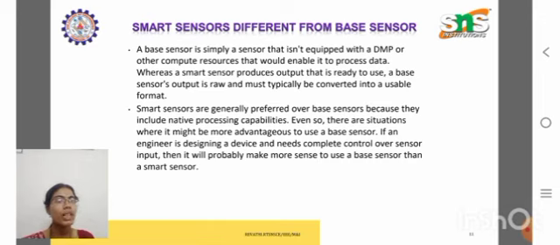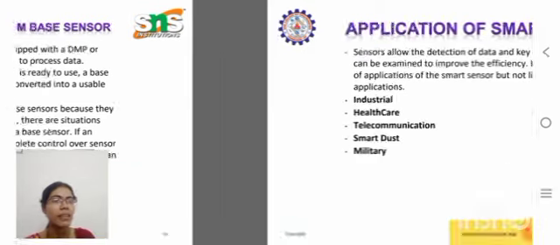Even so, there are situations where it might be more advantageous to use a base sensor. If an engineer is designing a device and needs complete control over sensor input, then it will probably make more sense to use a base sensor than a smart sensor.